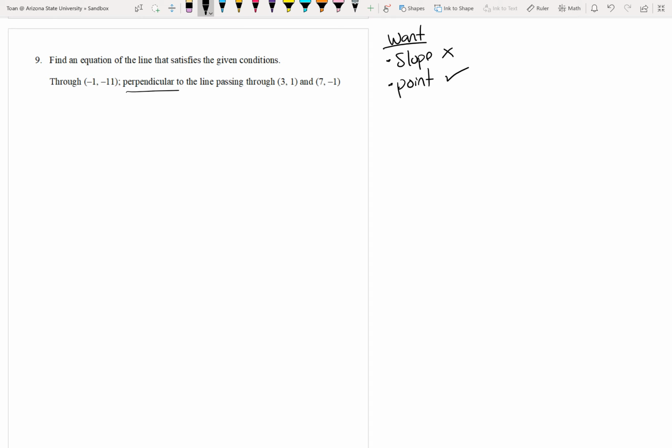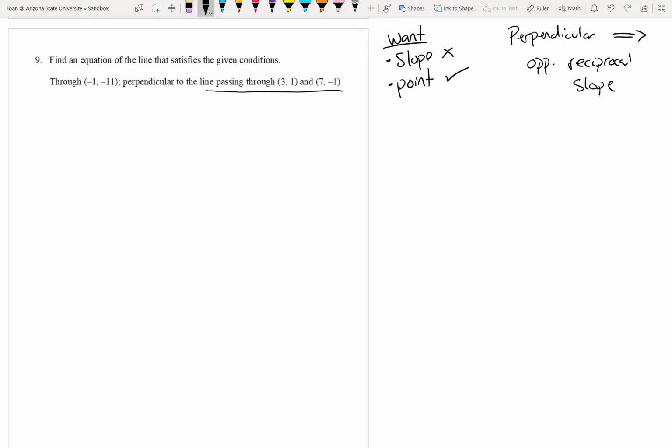Now the only information they give you is that it's perpendicular. So this is another layer that we need to know. We need to know perpendicular implies opposite reciprocal slopes. So the slope we're going to use will be the opposite reciprocal to this information. And the only information they give us are these 2 points. They're not the points that we're going to use on our line, but it will be points that we're going to use to find the slope.